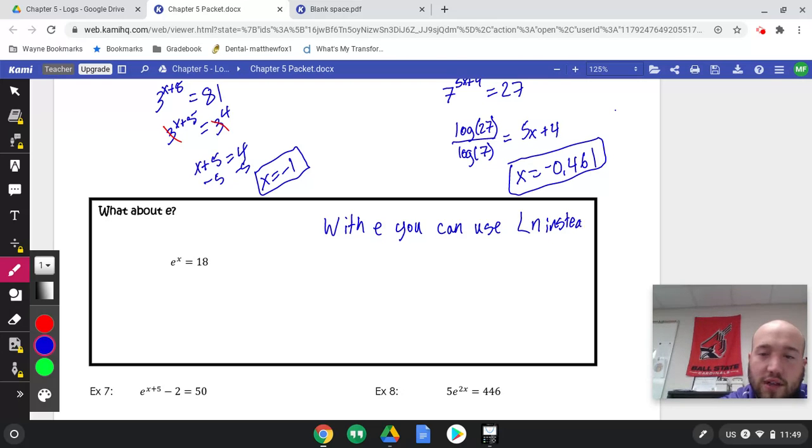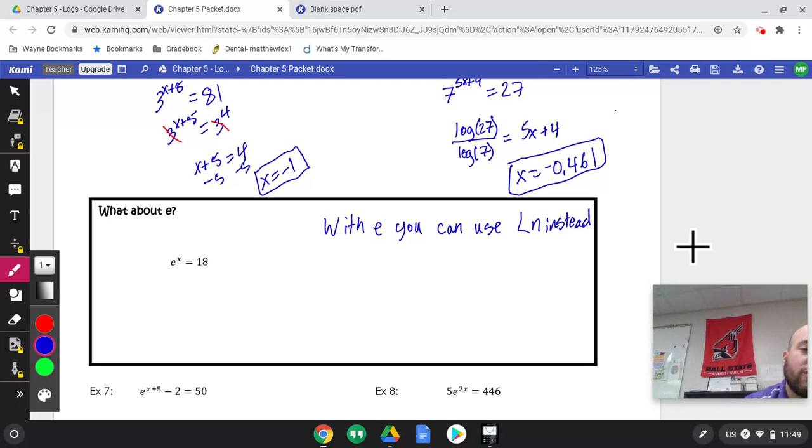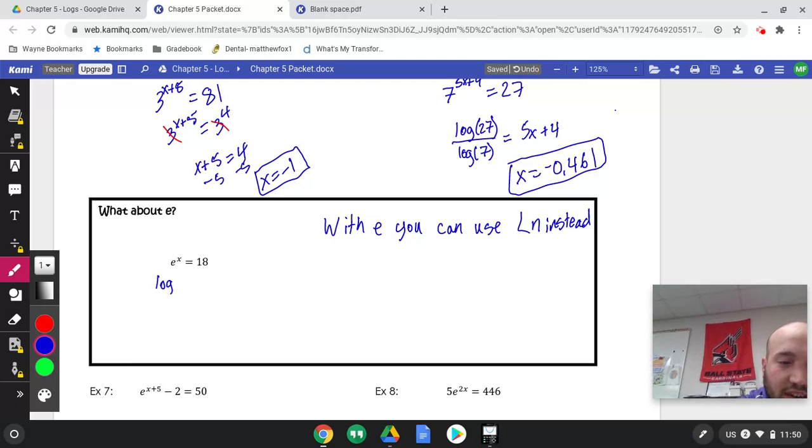That is a special case. ln stands for log base e. If we rewrite this, we could do it the way we have been doing it, but whenever we have an e, this is the same as log. Base stays base, so that'd be log base e of 18 equals x, and we know that log base e is the same as ln. So ln of 18 would equal x.